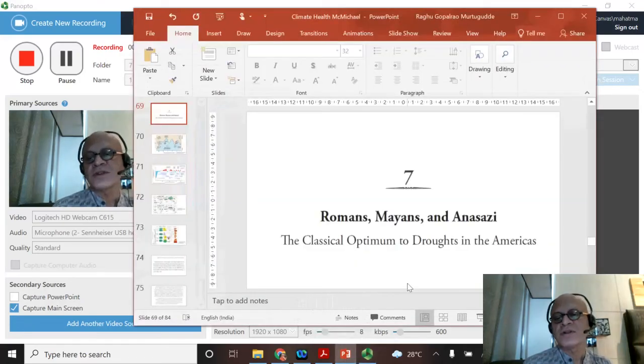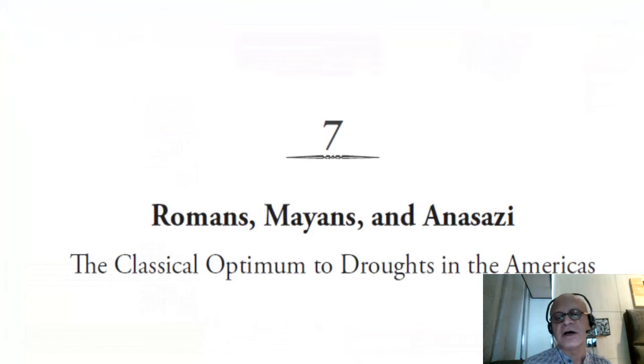So we are heading towards the Holocene, well, going through the Holocene, heading towards the modern period, to the Industrial Revolution, and what will happen in the future in terms of climate and health. So we are now into Romans, Mayans, and the Anasazi, the classical optimum to droughts in the Americas. So we'll look at several civilizations.